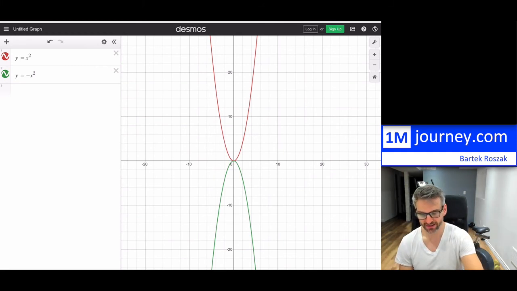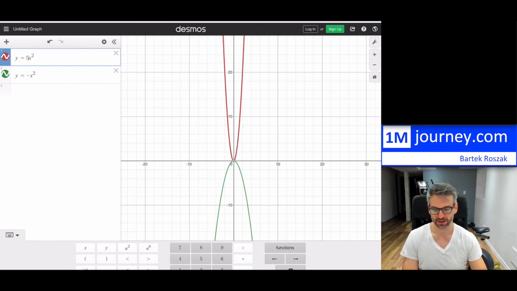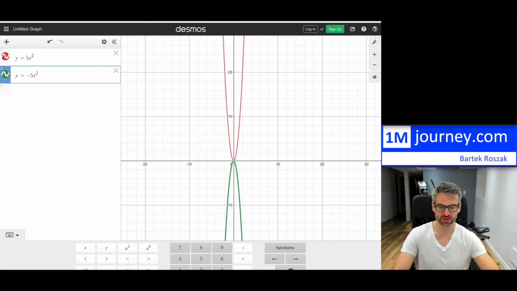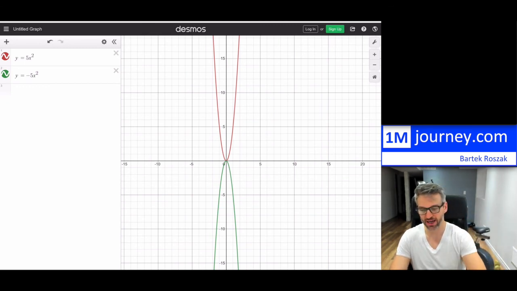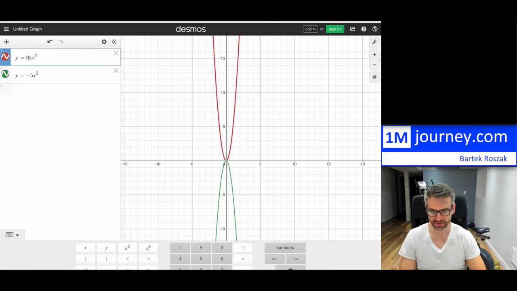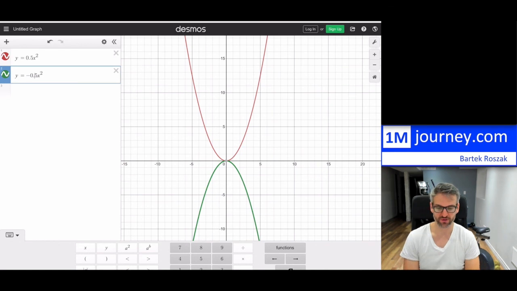And now you would have had the same thing. It doesn't matter. So let's say if I had 5x squared here, and then what you would do is you would have negative 5x squared, notice that it would just reflect that as well. So it just simply reflects when it's negative. The vertex stays the same, the line of symmetry stays the same, but it's just a reflection and it's pointing downwards. And the same thing happens if you have 0.5, and then if you have negative 0.5, it's again just a reflection.